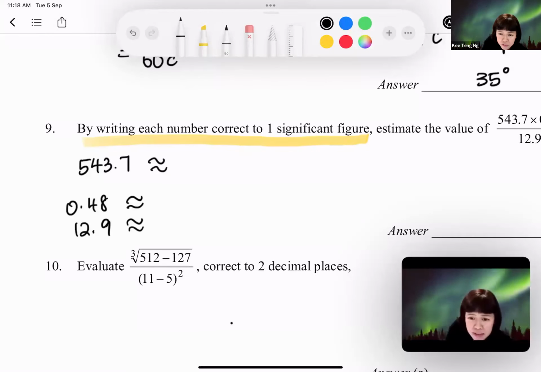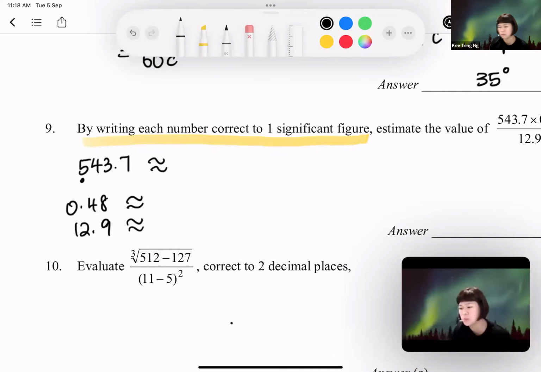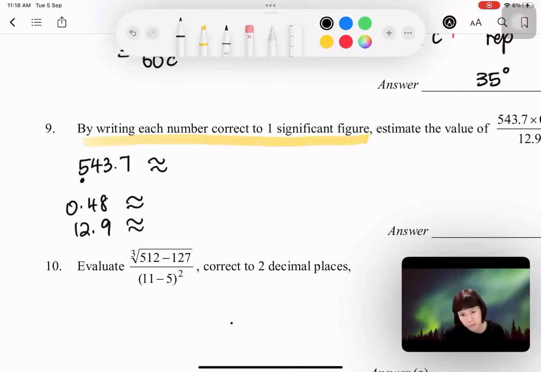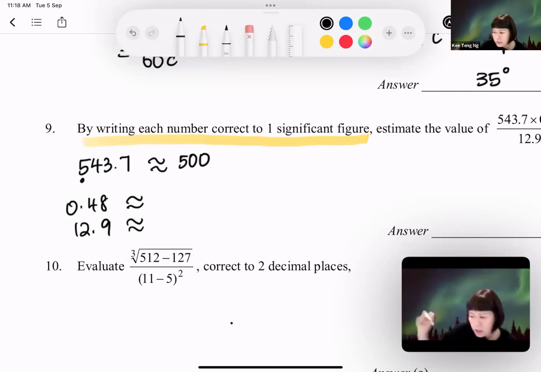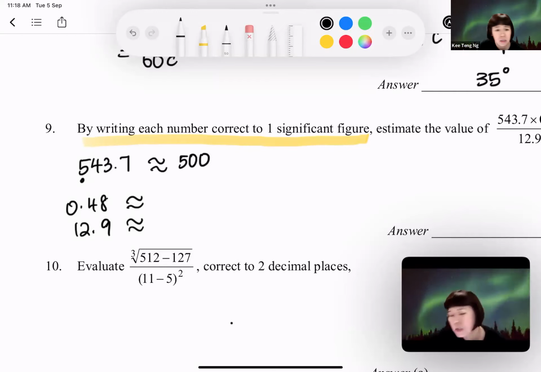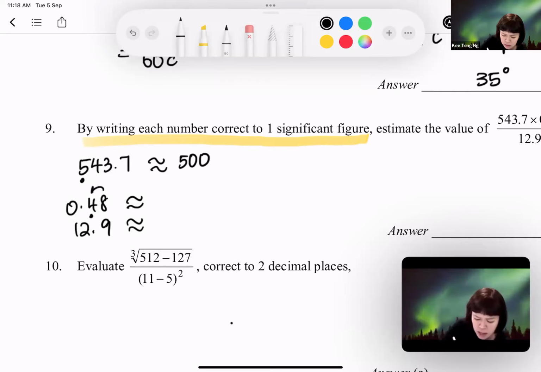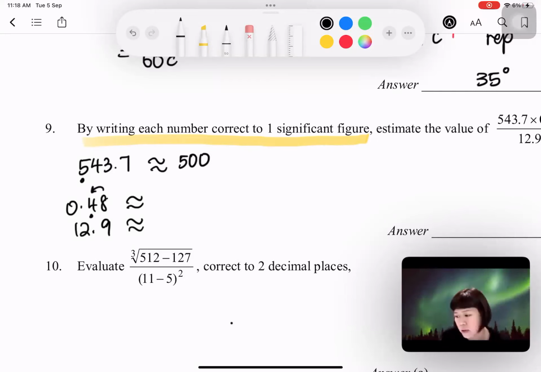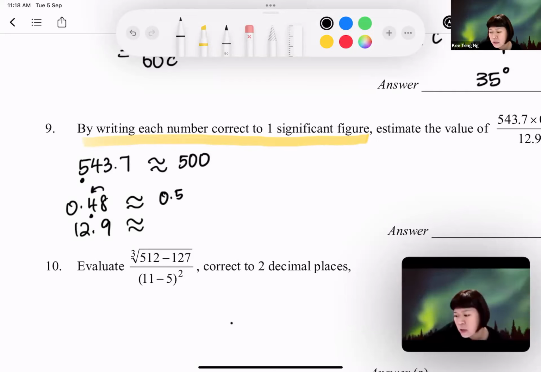543.7, what is the first significant figure? How much should this be? 500. Yes, thank you very much. This will be 500. Next person to call, Ian. 0.48, round off to 1 significant figure. What will it be? 0.5. Thank you, 0.5.